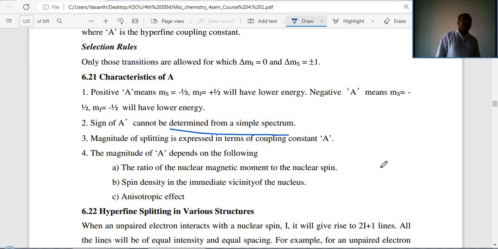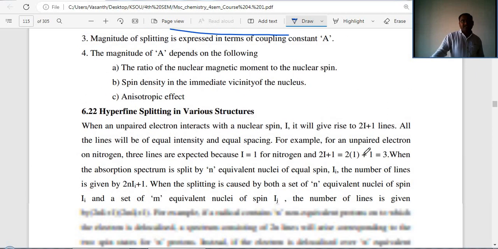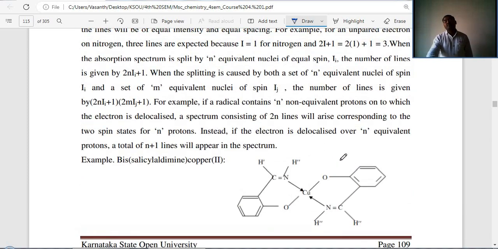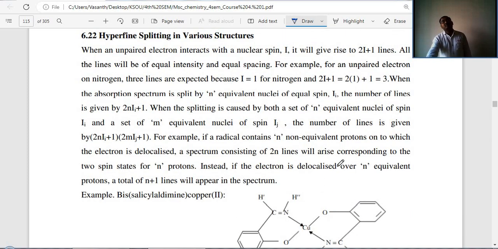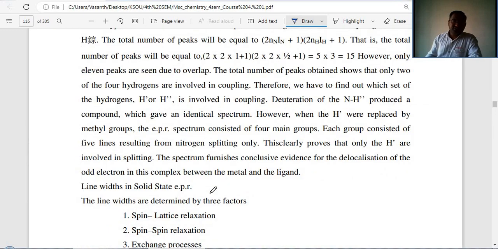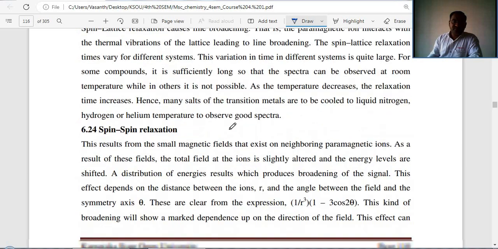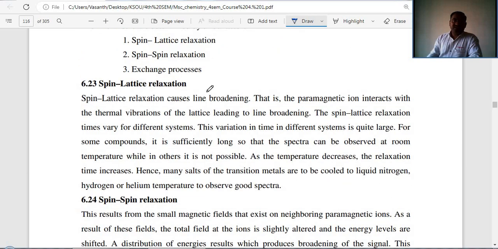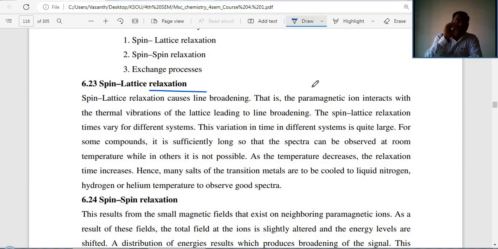What is hyperfine splitting in various structures? This is hyperfine splitting in various structures. They are given here. The spin lattice relaxation causing line broadening is due to the paramagnetic ion interacting with the thermal vibrations of the fluid.